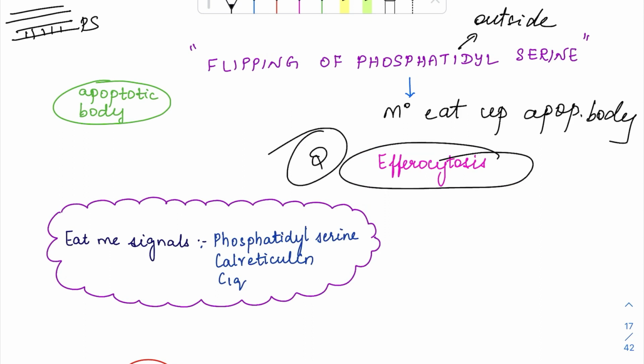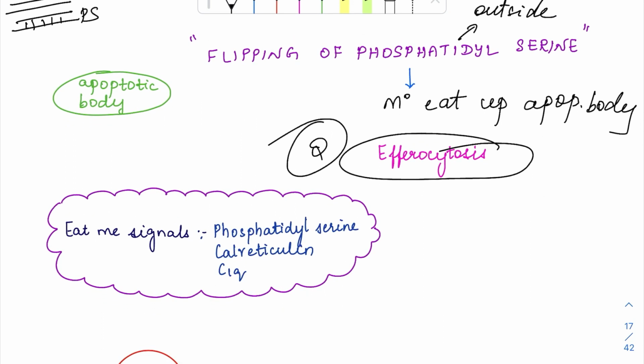Efferocytosis is nothing but macrophages phagocytosing this apoptotic body. And this efferocytosis will happen just like that, very soon. So normally, in a microscopic slide, you will not be able to identify apoptosis as much as you appreciate a necrosis. It happens very quickly. That is what I mean.